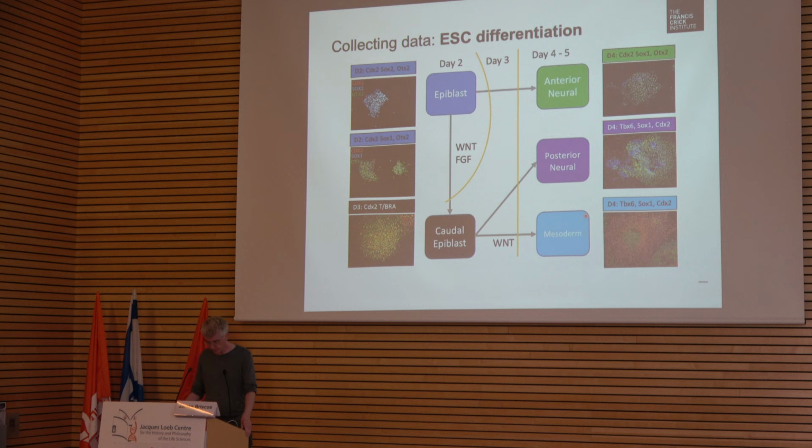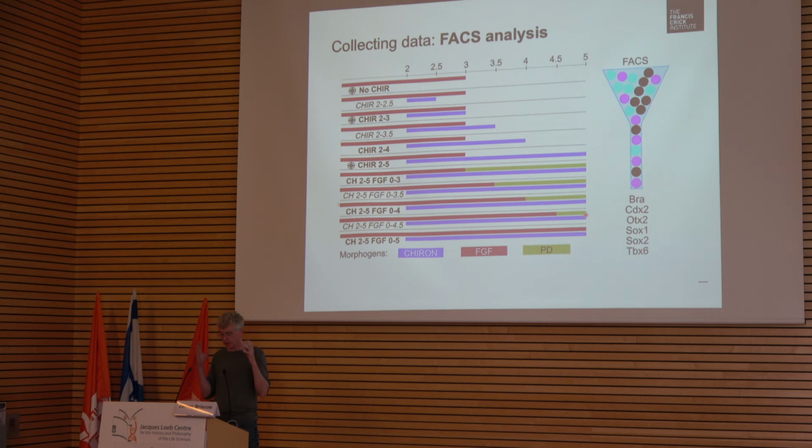And we can manipulate the system by manipulating when and how much Wnt and FGF signaling we provide to these cells in vitro. So the experimental setup is the following. We treat differentiating ES cells with timed exposure to a Wnt agonist, so chiron for those that know about it, FGF ligand or an inhibitor of FGF signaling, here labeled PD. And then we simultaneously measure the expression of multiple markers in single cells using flow cytometry. And that gives us a proportion of cell types at each time point in each condition.